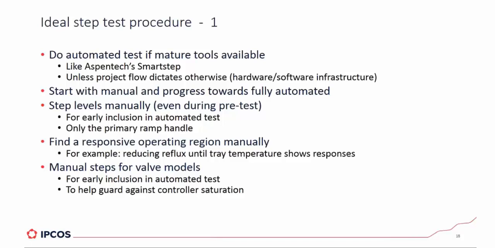Let's say if we are talking about a certain flow controller, we will just add the primary model for keeping the valve from saturation in our automated test application. This allows for early inclusion of the valve models in our automated tester to help us guard against controller saturation during the rest of the step test.